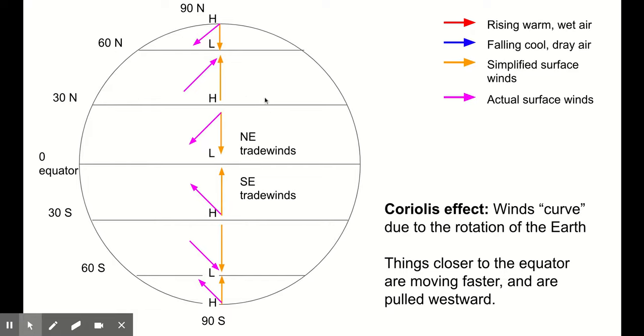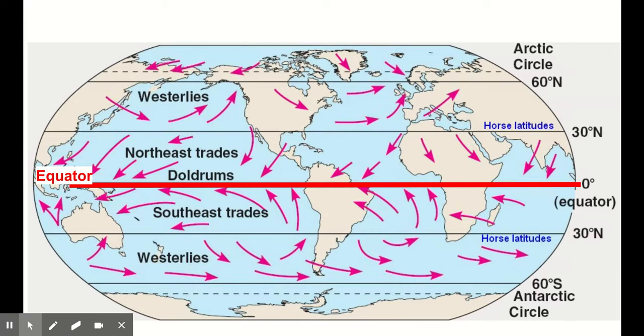These winds are called the westerlies because they're blowing from the west. And then these ones are called the polar easterlies because they're in the polar latitudes and they're blowing from the east. So now let's take a look at how this matches with the actual prevailing wind pattern on Earth. Do our westerlies actually exist between 30 north and 60 north? They do! Check this out.